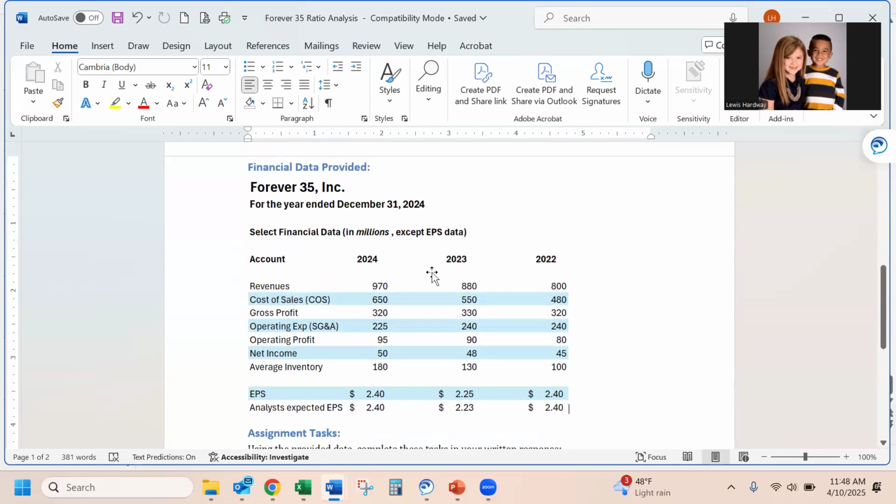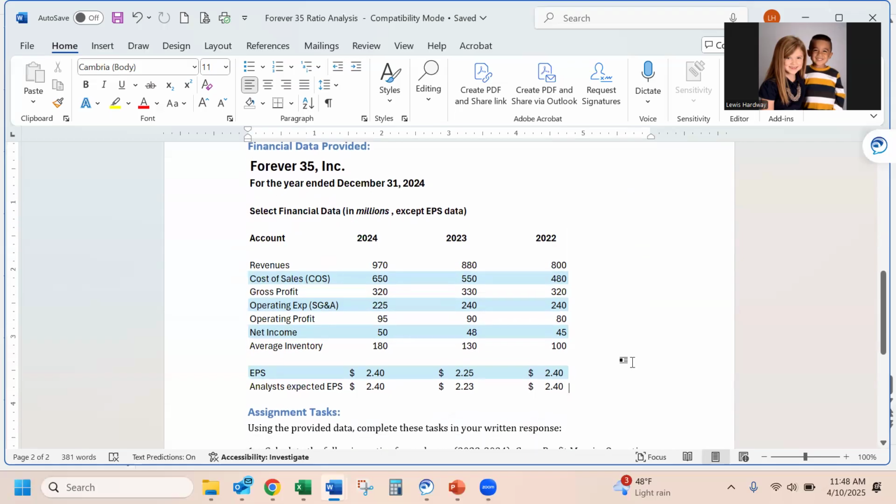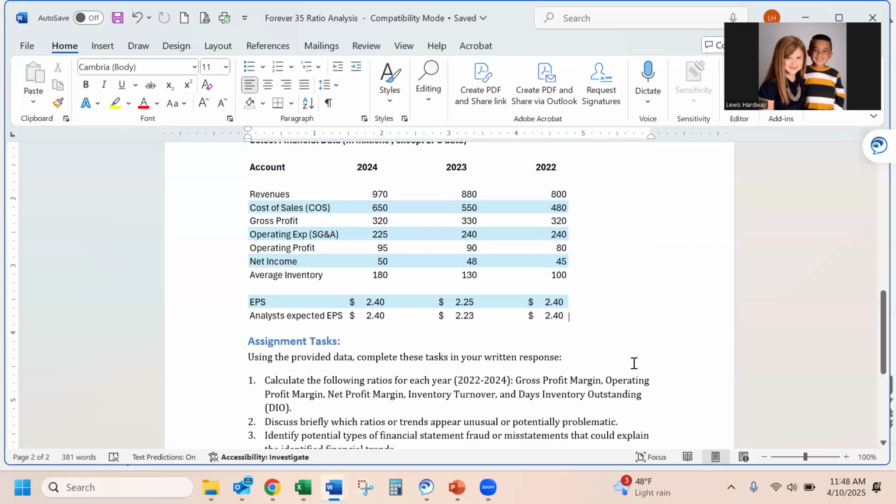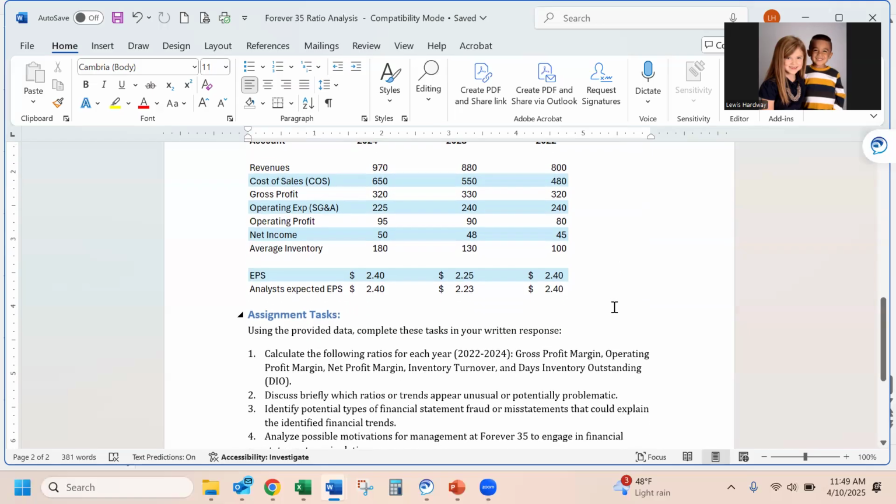So then I built this table, and it's an Excel file that I copy and pasted in, so it's a picture, so you can't copy and paste it over. I apologize for that. Maybe I'll upload the Excel file too, so you can copy the values. But basically, what I want you to do is calculate some of these ratios: gross profit margin, operating profit margin, net profit margin, inventory turnover, days outstanding, days inventory outstanding. So I want you to calculate some of those. And then I want you to talk about what trends you see, or if you see anything that's possibly an issue. Does anything jump out at you?